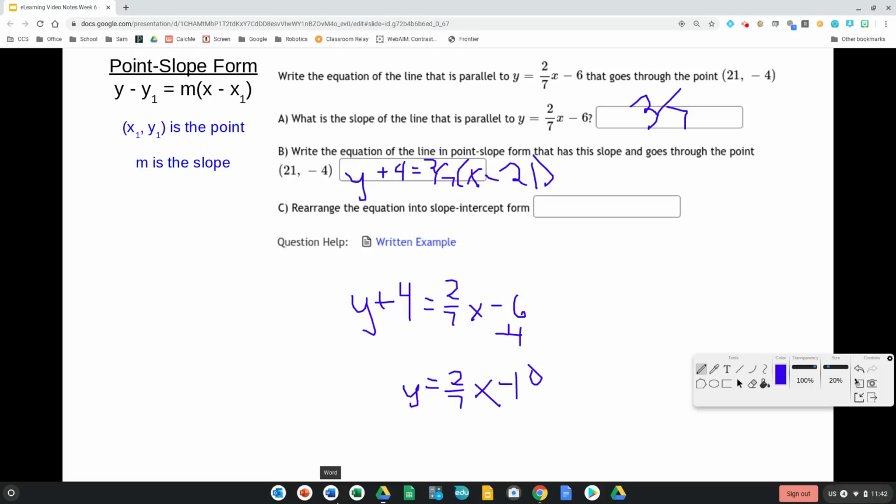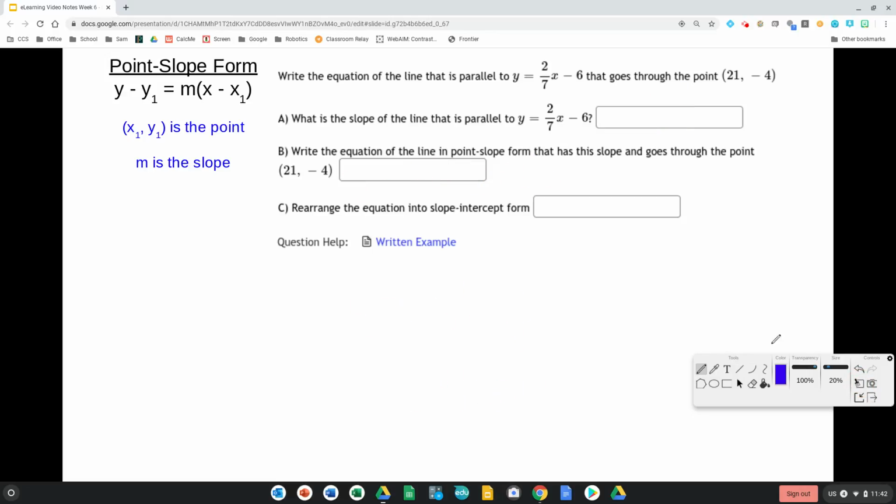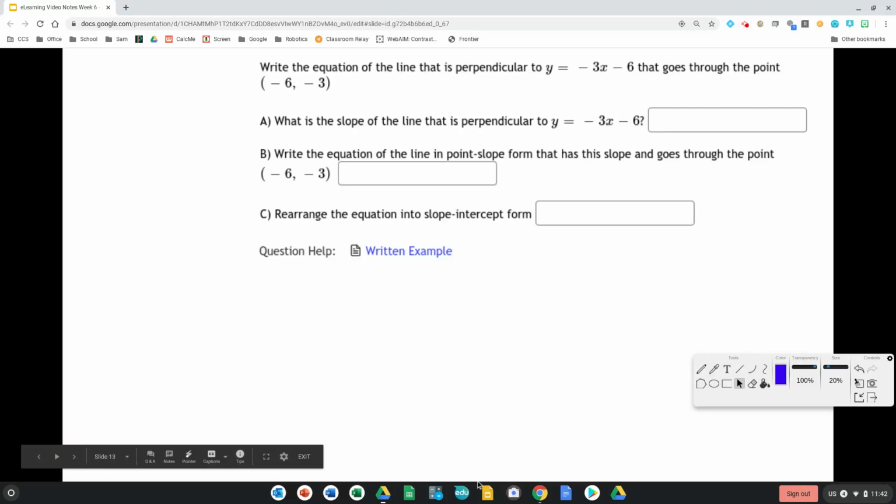All right, so you can see most of this process is the same as what we've been doing before. Once we get to this equation where we know what the slope is, we know what the point is, we can put it in point-slope form, and we can rearrange it to get it into slope-intercept form. Now, let's look at what that would be if it said perpendicular instead. So let's work through a problem for perpendicular. Here's our problem that says perpendicular to this line. We need to first figure out what slope we're going to use. If it says perpendicular to the line y equals -3x minus 6, what will you use for the slope?